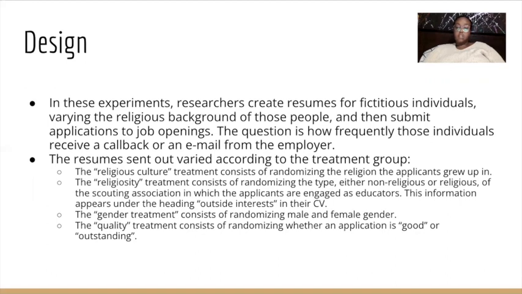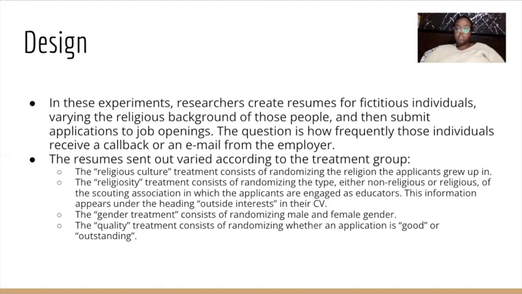Another thing that they randomized was the schools that the individuals grew up in. So for those who were Christian, they went to a Christian school. So in the name of the school, it was a Catholic school. So it was very apparent that it was a Catholic school. And for the Muslims, they went to an Islamic school. This is something that would insinuate what religion the individual belongs to.